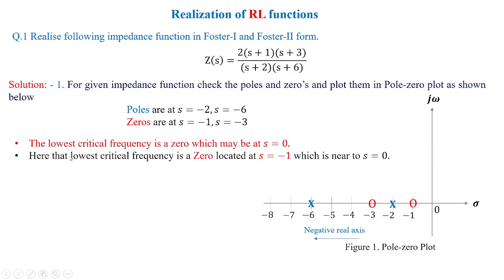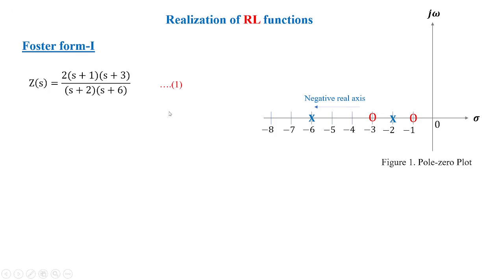Now here the lowest critical frequency is a zero, located at s equal to -1, which is near to s equal to 0. That is the characteristic of the RL circuit. So when we check the transfer function, we talk about the impedance function.